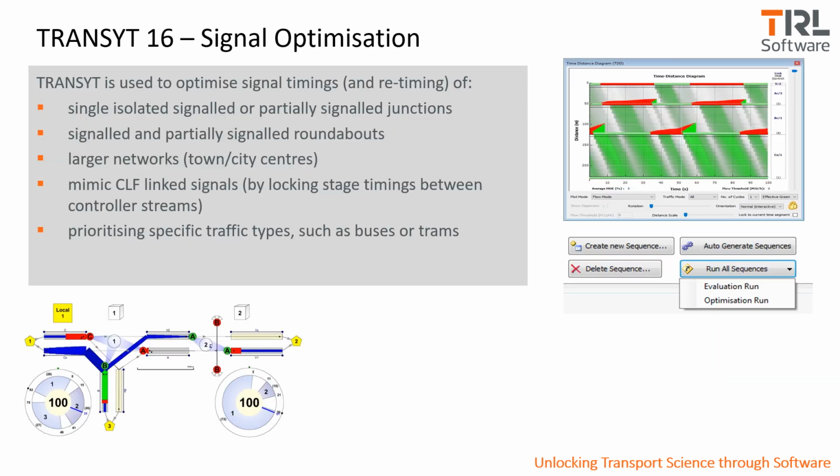So moving on to signal optimization, Transit is used to optimize signal timings or the retiming of single isolated signal junctions or partially signaled junctions, and similarly roundabouts can be signaled or partially signaled. Obviously for modelling far larger networks of town or city centres, it can mimic CLF linked signals by locking stages from one controller to another, and it can be used for prioritising of specific traffic types such as buses or trams, which dates back to the very earliest days of Transit.